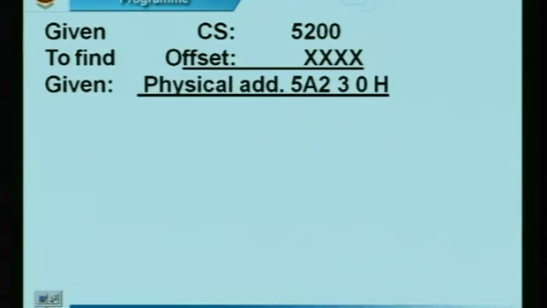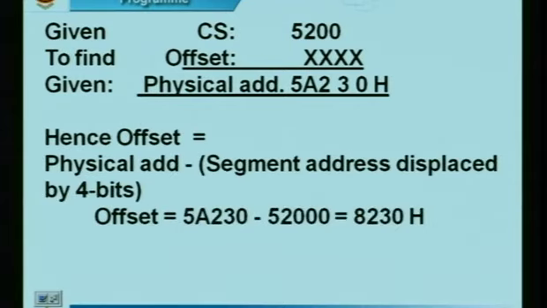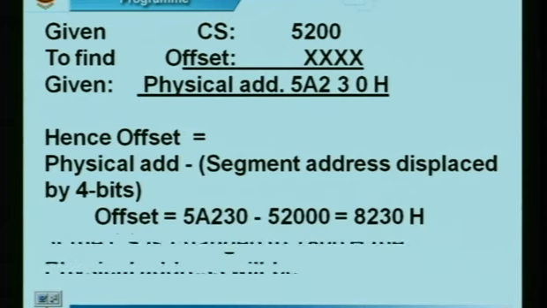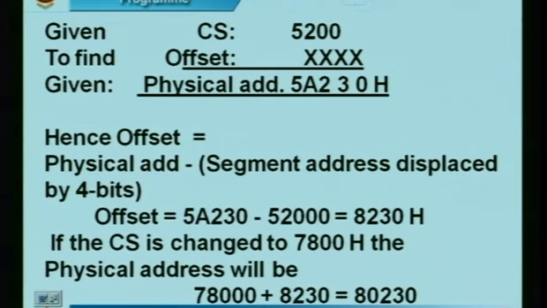So, let us look at it. When you get the offset which we are trying to calculate, the given physical address is 5A230 hexa. Calculating this, we get the offset to be equal to 8230 hexa. The new segment value is 7800, displace it by 4 bits, add it to 8230, and we get 80230 hexa. This is the physical new address that is required.